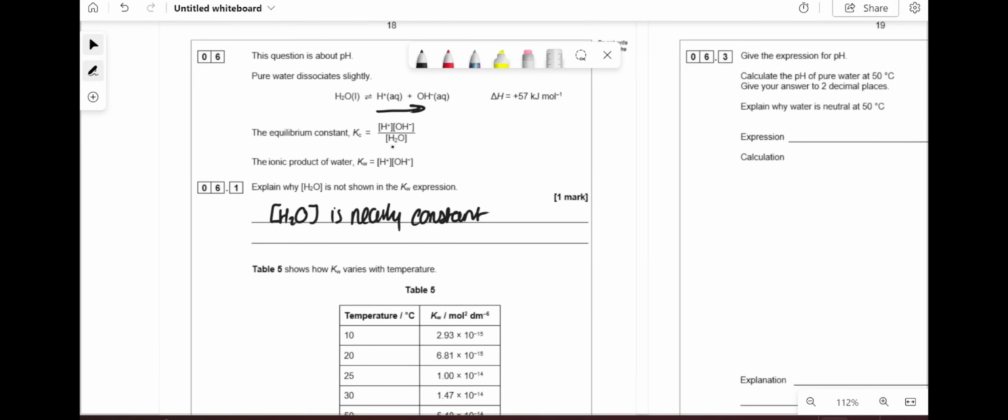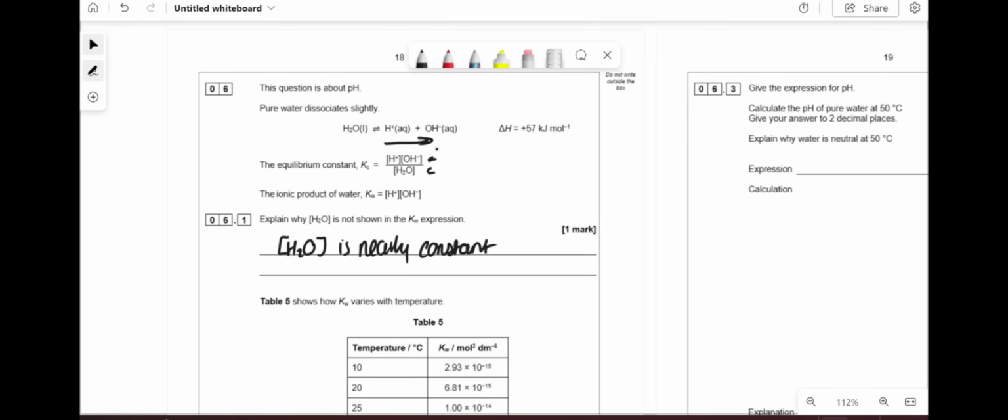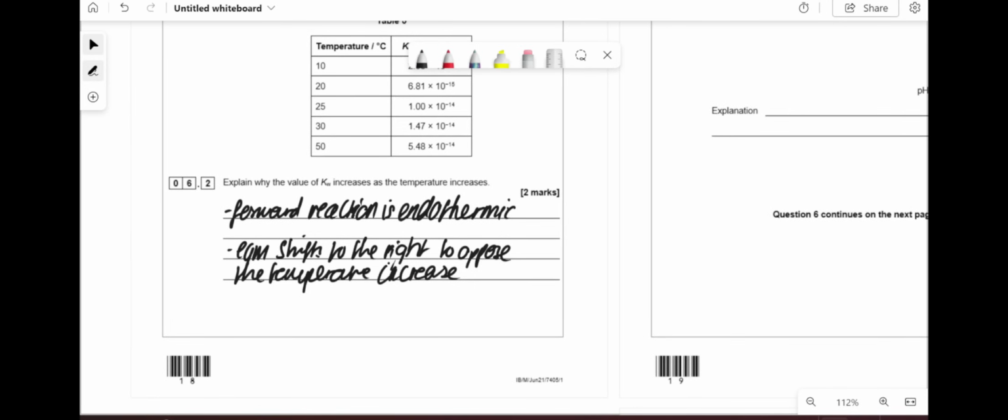The reason we also know that this is going in this direction is because Kw is increasing, and Kc here is your products over your reactants, right? So as the temperature increases, the amount of product at equilibrium increases. So therefore, it also has to be endothermic anyway on that basis.